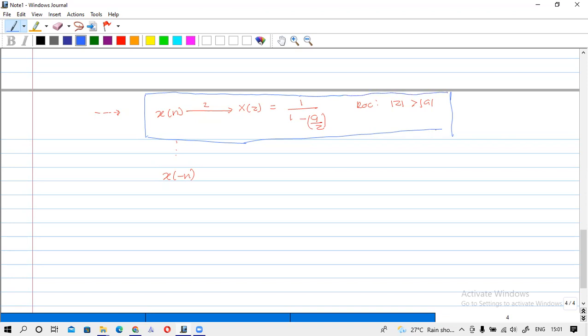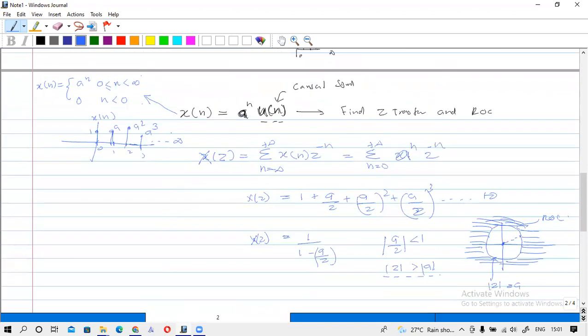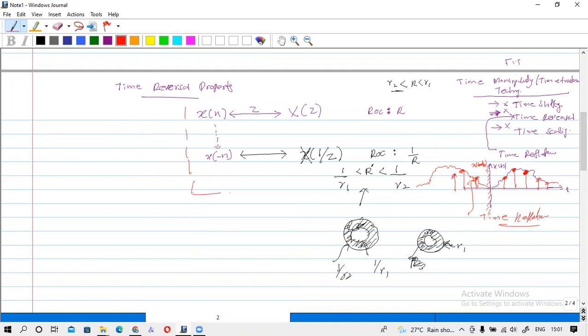Can you find this and tell me what the ROC is? Here you can see that it is the time reversed signal, so we can use the time reversal property. Please try to use this property and find the z transform and ROC. Take 2 minutes, then I will do this. Or just think about how to do this.